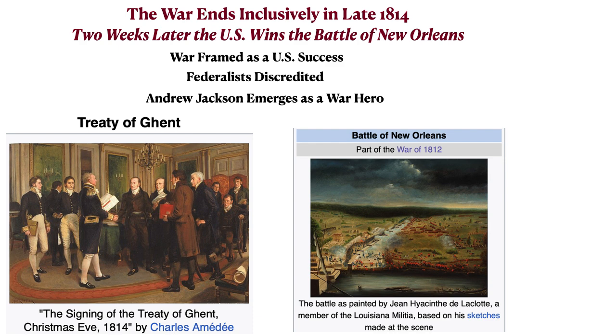It's in 1814. It's an arranged treaty. It's basically a draw, the treaty that's arranged in what is now Belgium, the Treaty of Ghent. But in the United States, the war is framed as a U.S. success, even though it wasn't. It was, like I say, pretty much a draw. But the last battle of the war actually occurred, I think, 12 days after the treaty was signed, but news hadn't reached yet.